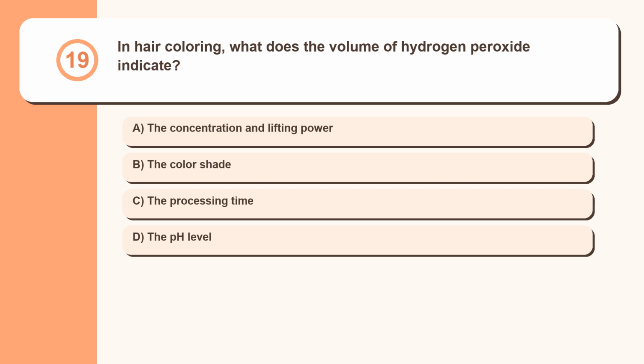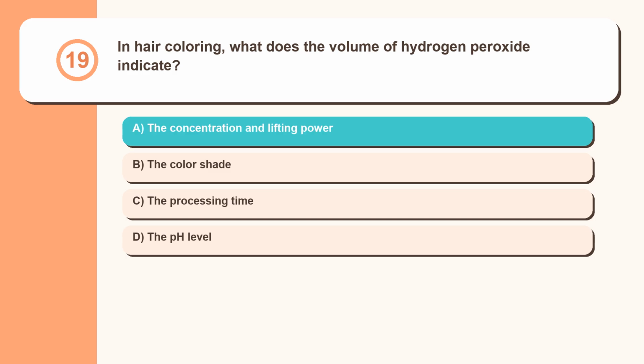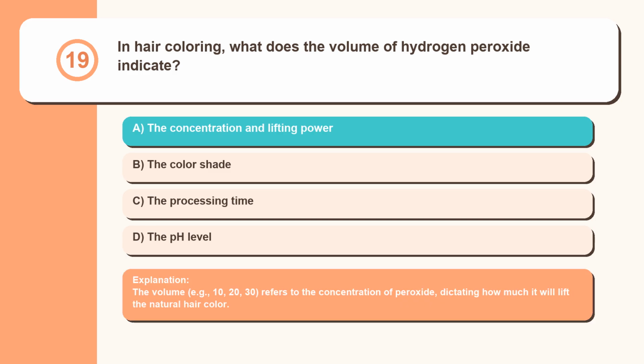Question 19. In hair coloring, what does the volume of hydrogen peroxide indicate? The concentration and lifting power, the color shade, the processing time, the pH level. The volume, example 10, 20, 30, refers to the concentration of peroxide, dictating how much it will lift the natural hair color.